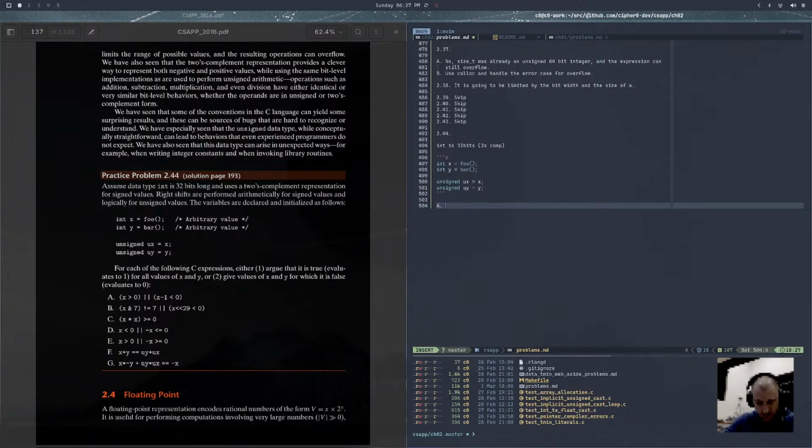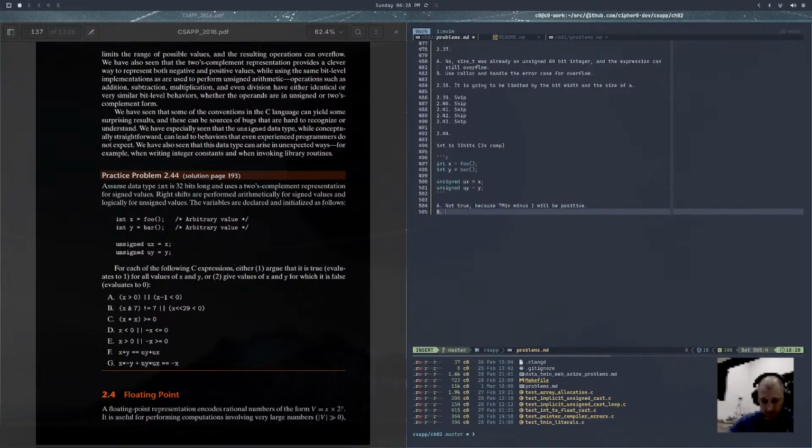So A, x is greater than 0 or x minus 1 is less than 0. So it's just for a signed value. We could say x is greater than 0, or x, which is negative, minus 1 is less than 0. Not true, because TMin minus 1 will be positive.